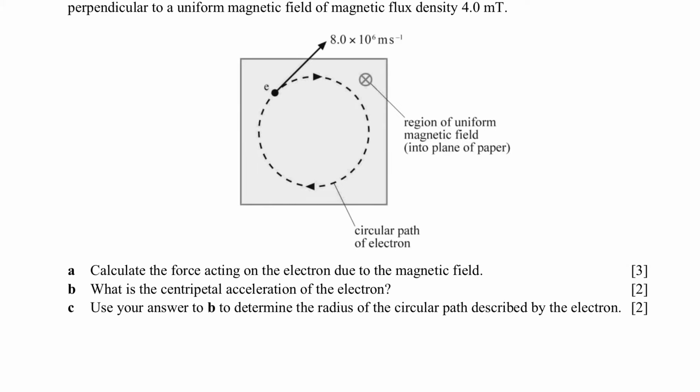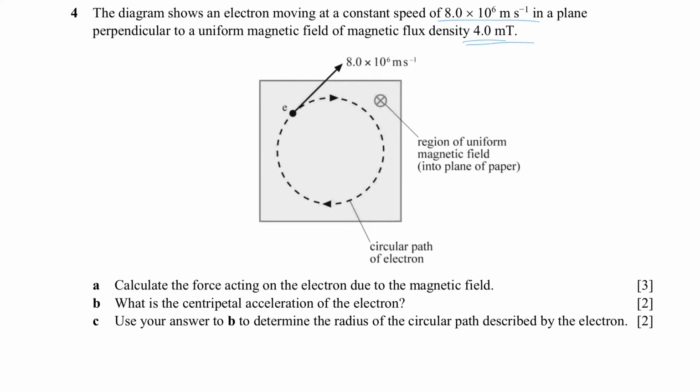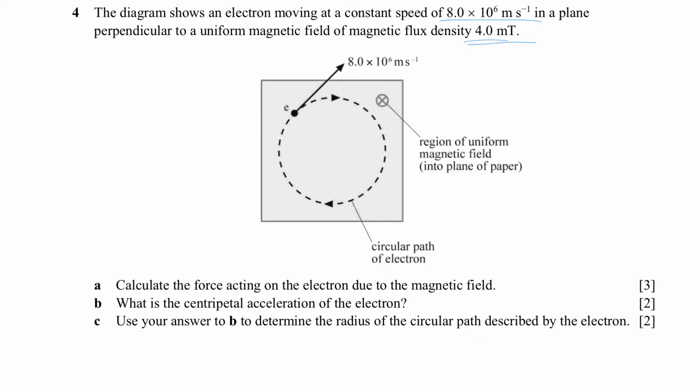In number 4, you have the speed, velocity. You have again your B. So the first one is A. Calculate the force acting. Again, you're going to calculate using your magnetic force formula. It's Q times the velocity times the magnetic field. And using this particular formula, you will get 5.12 times 10 to minus 15 Newton. So that is your answer.